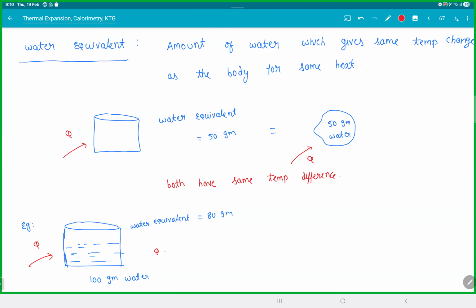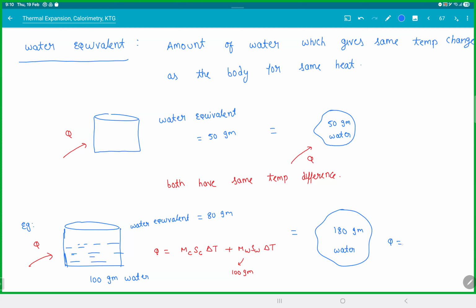So heat Q will be mass of the container, specific heat of the container, delta T, plus mass of the water, specific heat of the water into delta T. This is how you should write the equation. But can you see the problem there? You need to find what is the mass of the container, you need to find specific heat of the container, what material. So instead of all that, you can just replace this whole thing with 180 grams of water and you can solve the problem.